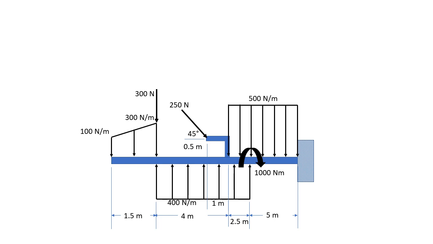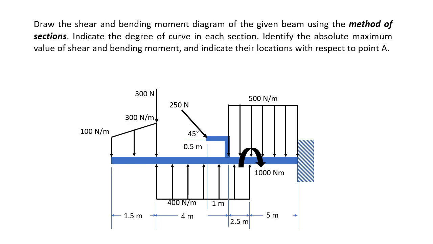Good day. Again, this is the video for the solution of this problem using the method of sections. We are required to draw the shear and bending moment diagram of the given beam using the method of sections. After we have drawn the diagrams, we have to indicate the degree of the curve in each section and identify the absolute maximum value of shear and bending moment and indicate their locations with respect to point A. I will be labeling the diagram in the next slide.